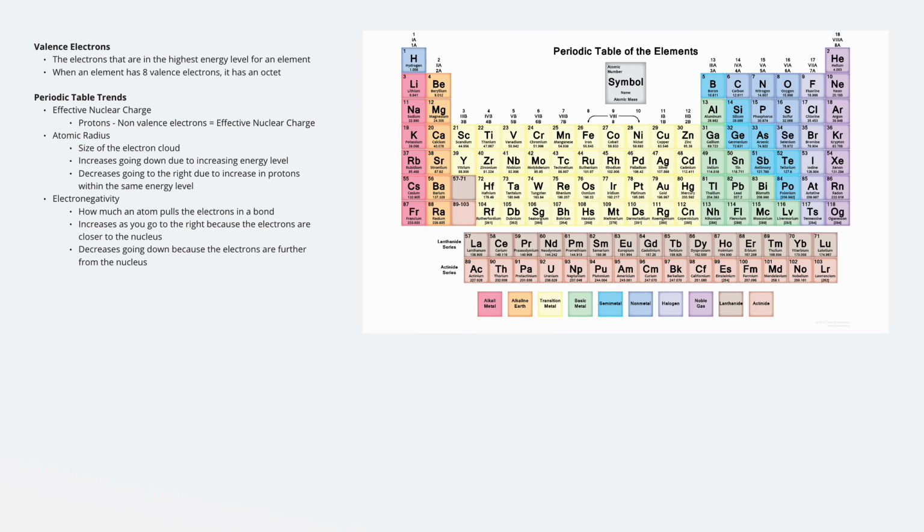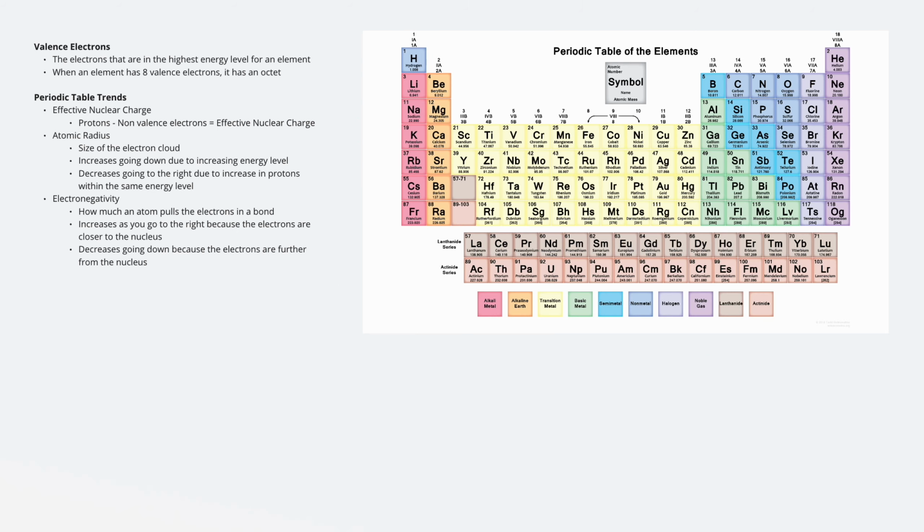And again, that has to do with the fact that we have more protons as we go to the right, but we are within the same energy level, so then that pull gets stronger and stronger. So as you go to the right, the effective nuclear charge increases, so then the pull gets stronger, so the atomic radius decreases as you go to the right.